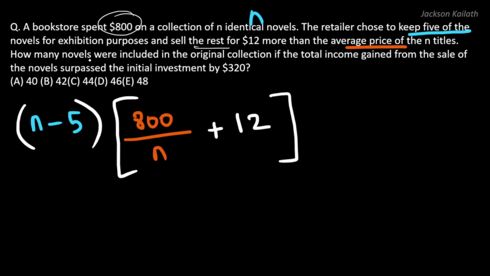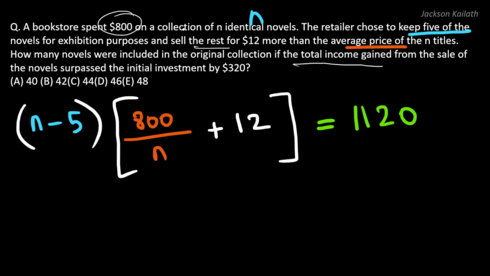Let's proceed. How many novels were included in the original collection if the total income, which is gained from the sale of the novels, surpassed the initial investment by $320. So the total amount which he's getting by selling the N minus 5 novels at 800 by N plus $12 is equal to 800 plus 320, which is equal to 1120. So this is the equation that we can form based on the information given in the question.